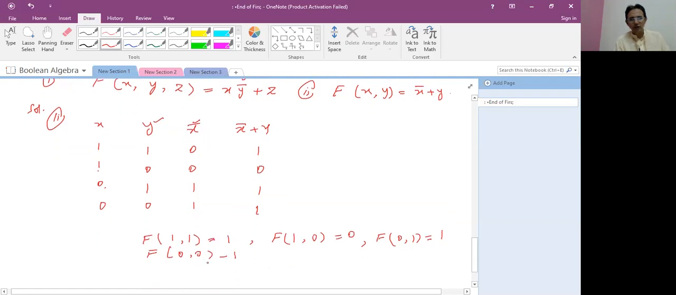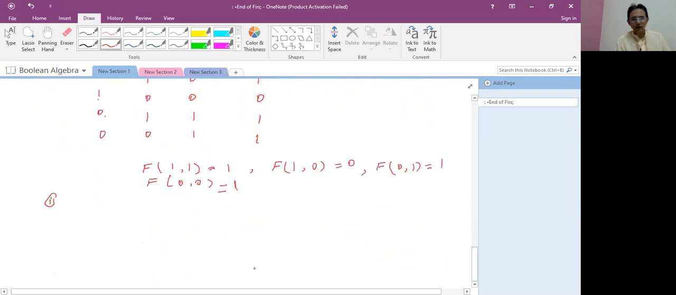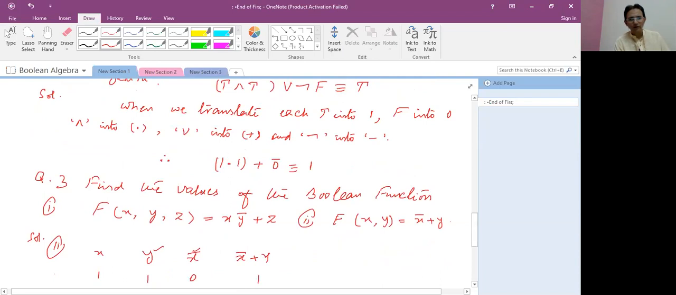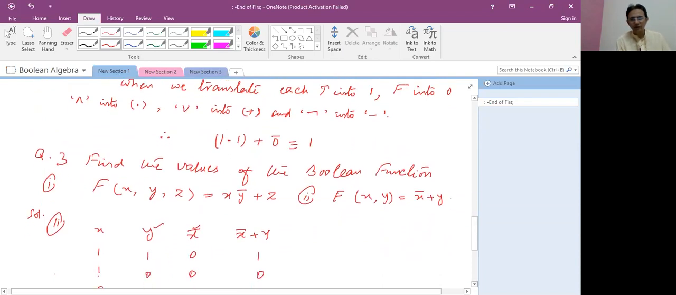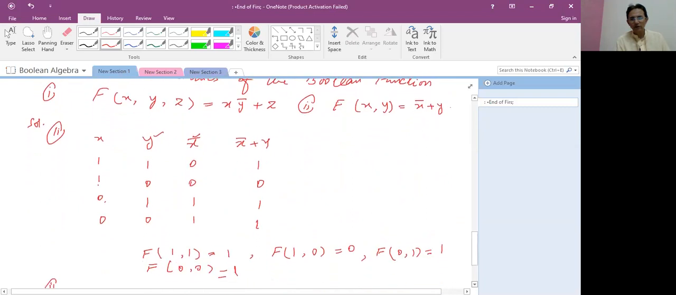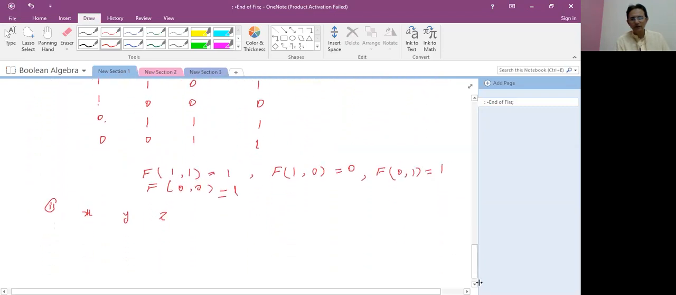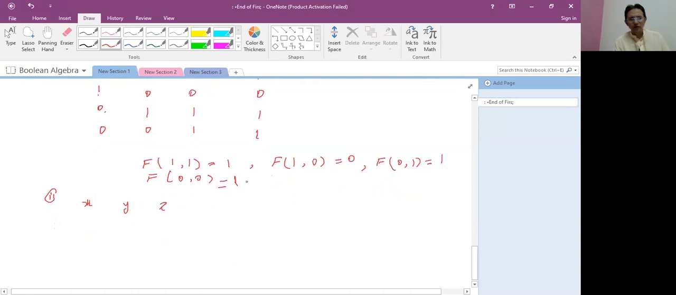So we find it easily, students, with the help of Boolean algebra, the value of the Boolean function. Now we find the first part, f of x, y, z, which has 3 variables, x, y, z. Now the function is x, y complement plus z. So when we put here 0, 0, it means x is 1. Sorry for that.